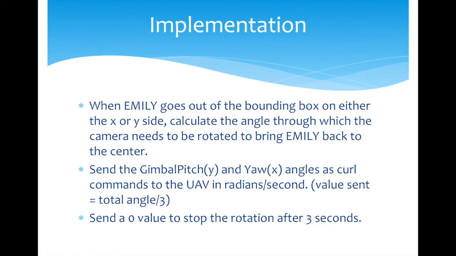We essentially send curl commands over to the server, which brings the required change. Photokite, however, accepts this change in radians per second. We calculate the angle by which the camera needs to be rotated. Then we send this angle divided by 3 to Photokite. This is done to comply with the maximum rotation speed. Finally, after 3 seconds, we send a 0 value to stop the rotation.